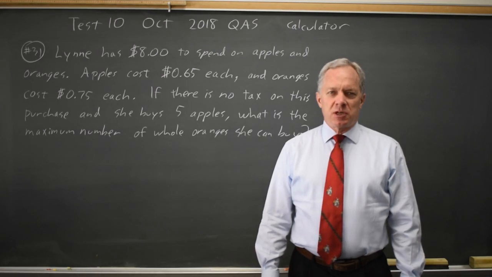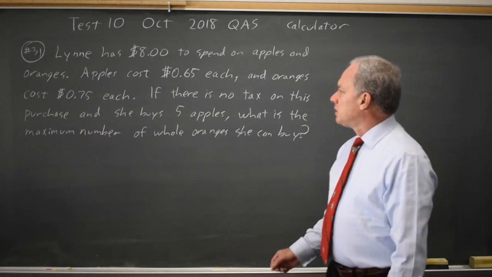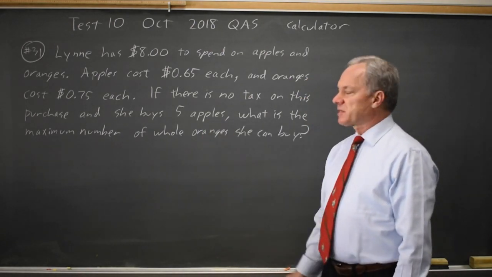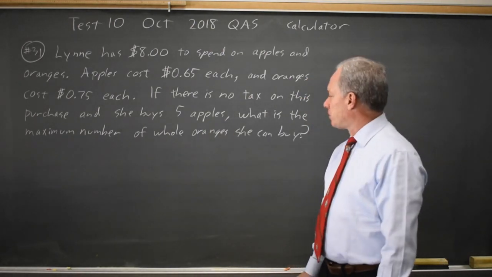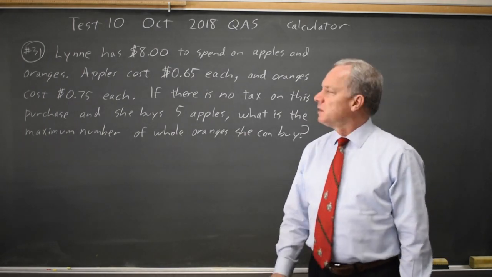This is question 31. College Board gives us the price of apples and oranges, and they tell us that we're buying 5 apples and ask how many whole oranges we can buy, which suggests it might be a fraction. We'll need to round down.